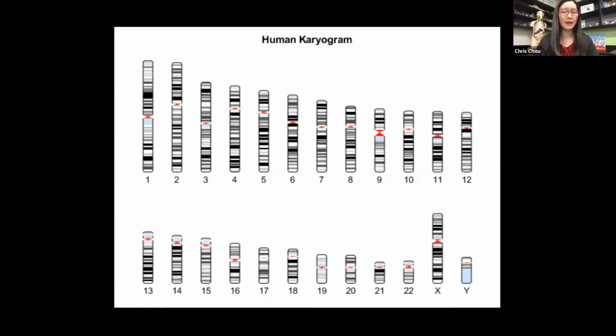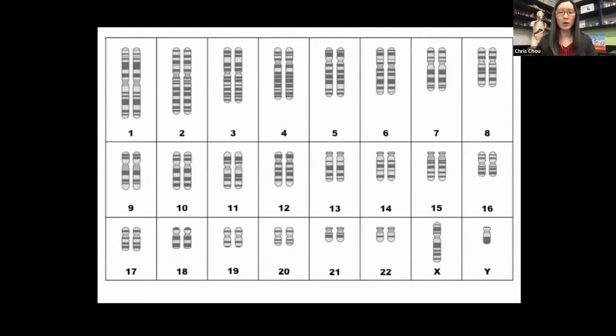Okay, so this representation is a human karyogram, and it allows us to organize chromosomes based on their size and centromere position. And so you can see one of each type in this karyogram. But of course, as humans, we are diploid, so we have 2 copies of every type of chromosome, and you can see this shown here.